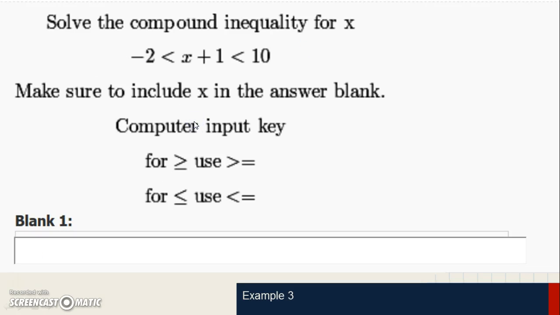Here's our next example. x - 2 is less than x plus 1 is less than 10. So this is an AND statement, which means that both must be true. And on both, I subtract 1. And I get -3 is less than x is less than 9. And I will go ahead and type that in. And we're ready for the next one.